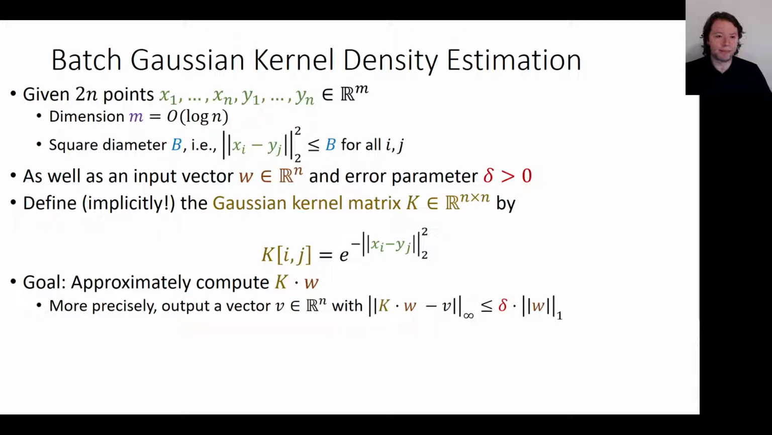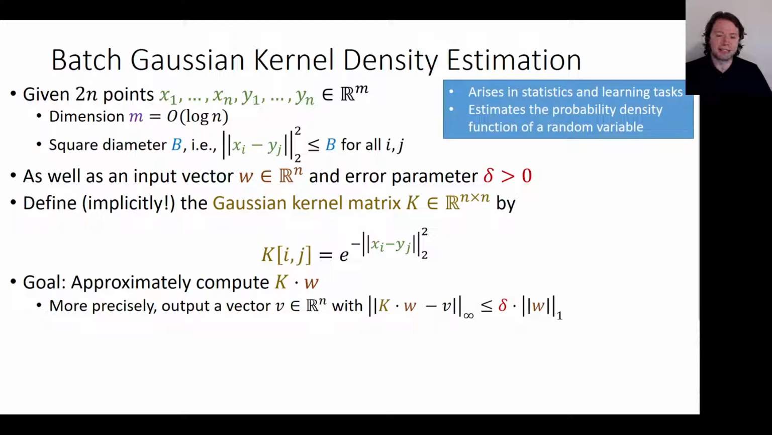So this is a problem, if you haven't seen it before, that arises in a lot of statistics and learning tasks. The idea is you can use it to estimate the probability density function of a random variable, which is a useful subroutine for a lot of different things. So the straightforward algorithm for solving it runs in about n squared time.